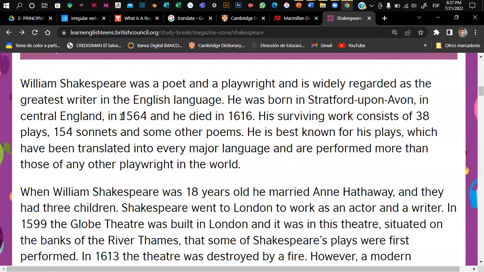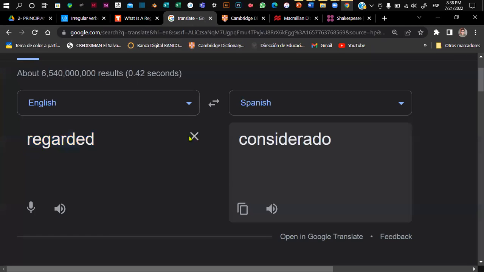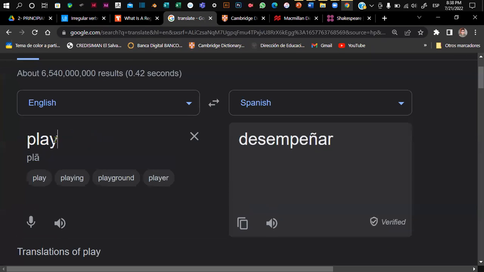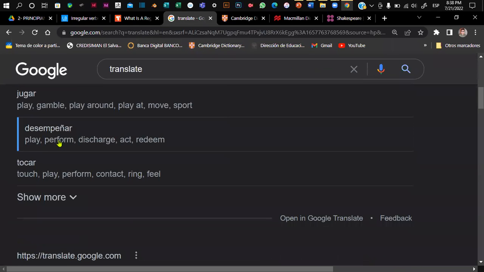Central England in 1564, and he died in 1616. His surviving work consists, this is simple present, consists. Try to repeat, consists. Letter S at the end. Consists of 38 plays. What is play? Do you know the word? Lugares? No. Play.